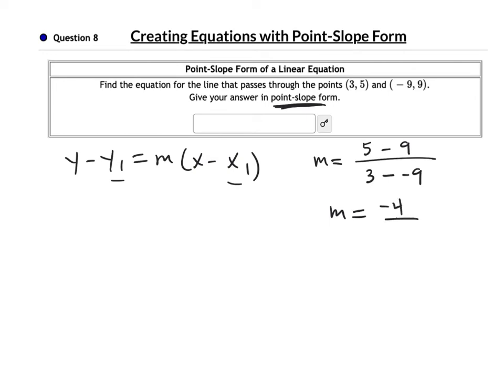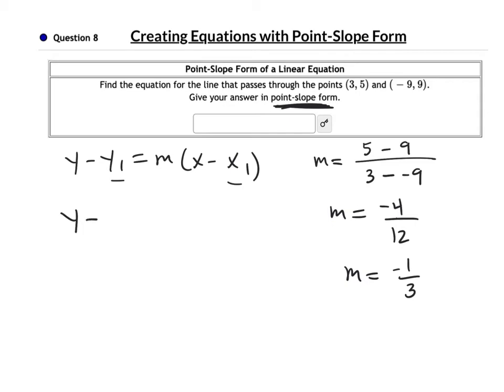3 minus negative 9 is a double negative. It's plus. That would be 12. This simplifies because 4 and 12 are divisible by 4. Divide them both by 4 and you get negative 1/3. We have everything we need to write our answer in point-slope form.